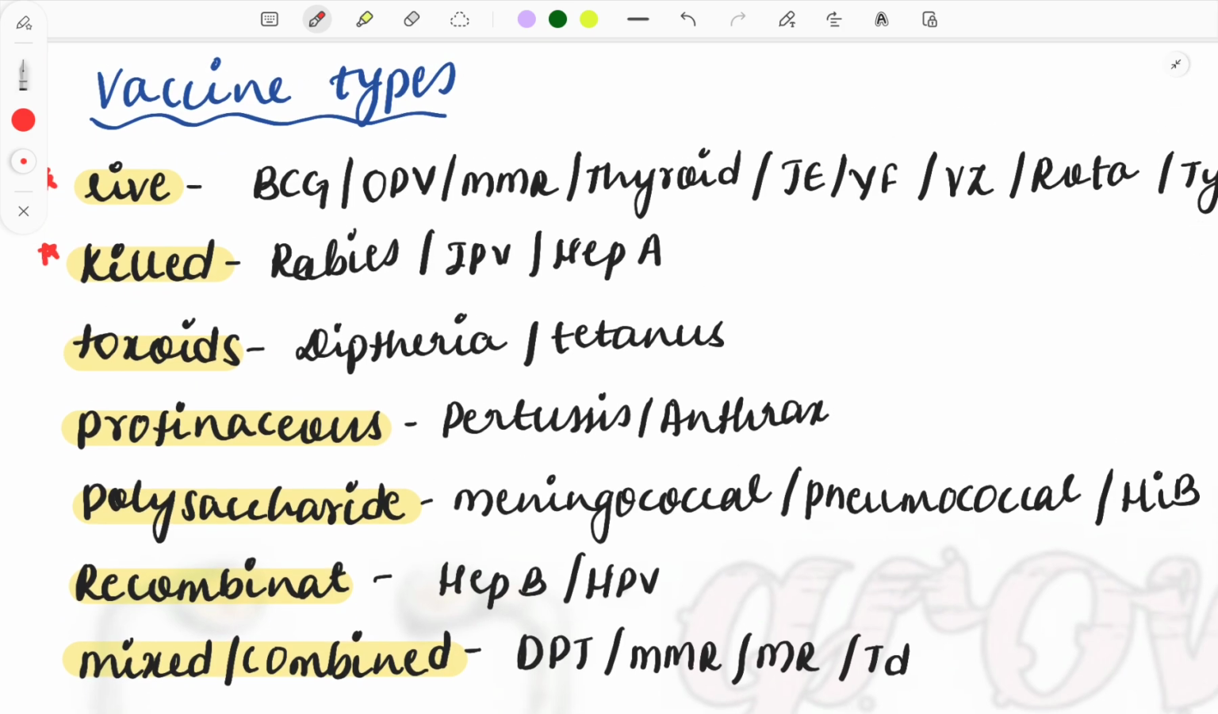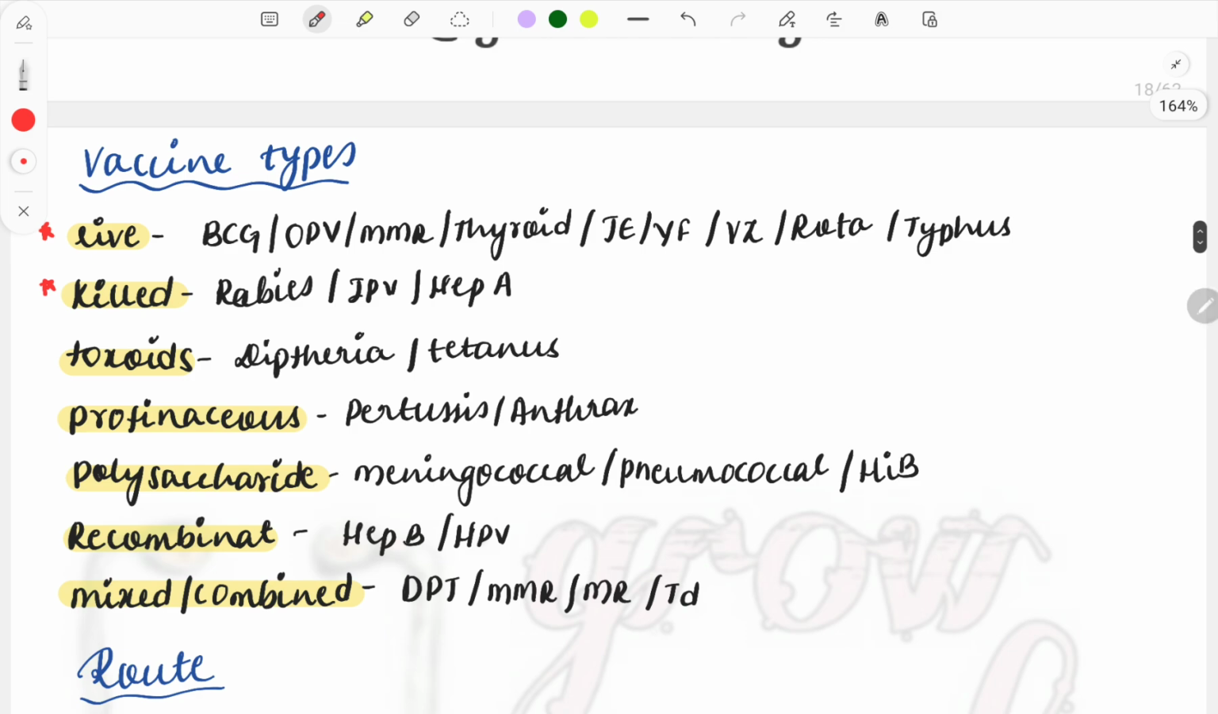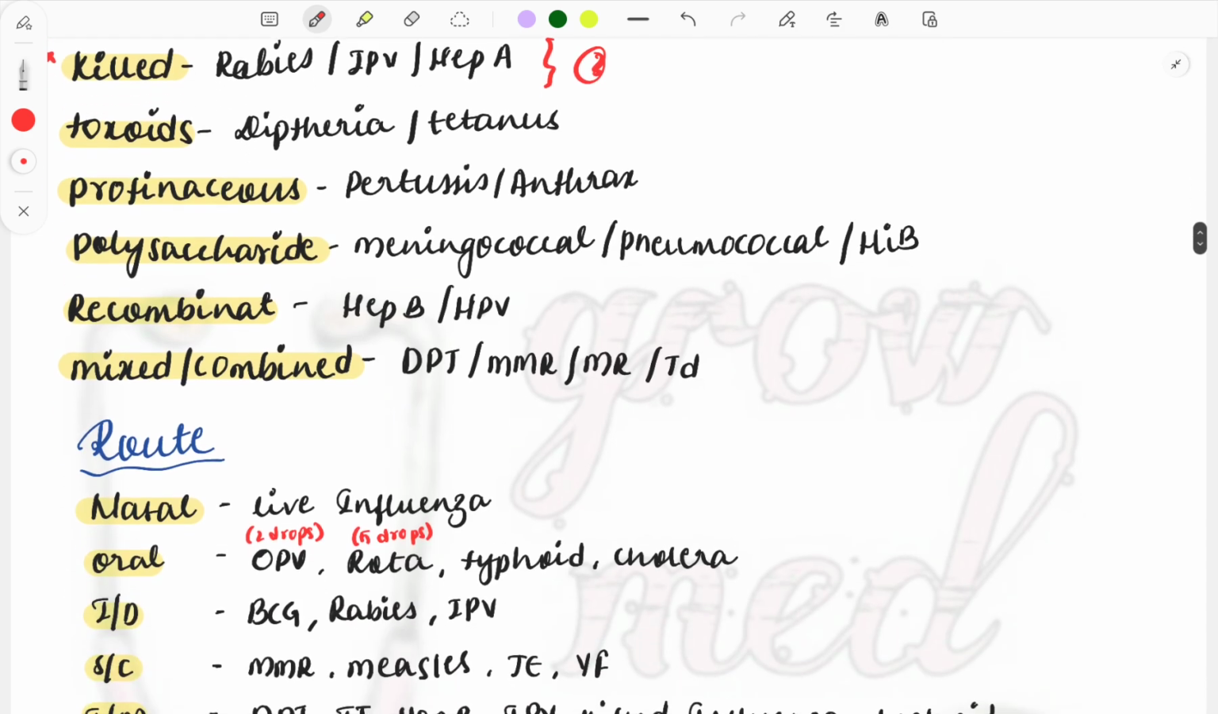And just to make it easier, you can remember one thing, that these 3 are the killed. तो killed में 3 vaccines आते हैं: rabies, IPV, hepatitis A. The rest all which are left will be coming under the live vaccines, and these vaccines are contraindicated in case of pregnancy except yellow fever. Okay, so you can remember it like all these things are contraindicated, and these are the live vaccines.